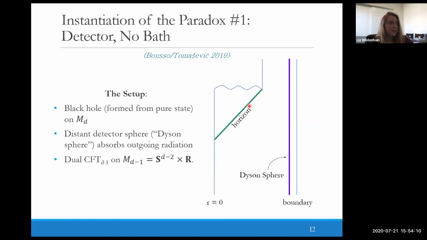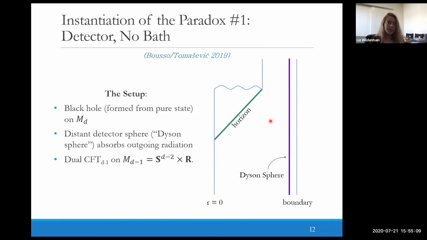So now let me describe the first example in which the state paradox appears. This case was investigated by Rafael Bousso and his collaborator, Maria Tomasiewicz. Hopefully I'm pronouncing that correctly. The setup that they examine is a black hole that's evaporating, and it is placed in a manifold, in a space-time in d dimensions. This black hole is formed from the collapse of matter in a pure state. And in the space-time, we place a distant detector sphere, or Dyson sphere, which is indicated by this purple line here. The function of the Dyson sphere is to absorb the outgoing radiation, and that allows the black hole to evaporate. And then there is a standard duality between this space-time and a CFT in d minus one dimensions located on the boundary here in this picture.